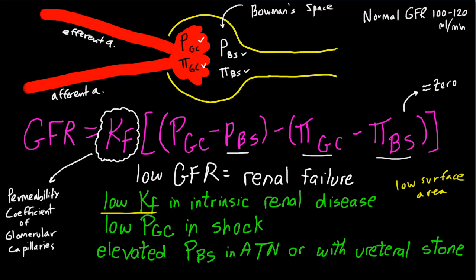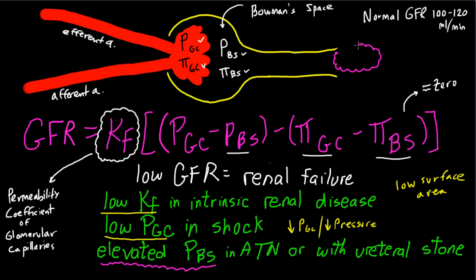A patient in shock will have very low arterial pressure and will have a very low Pgc, low hydraulic pressure within the glomerular capillaries. Now, humans have the ability to counteract low blood pressure to some extent. However, if blood pressure is low enough, those mechanisms will be overcome, and a very low Pgc will ensue and will result in renal failure. A very high hydraulic pressure in Bowman space will lead to a diminished GFR and renal failure.